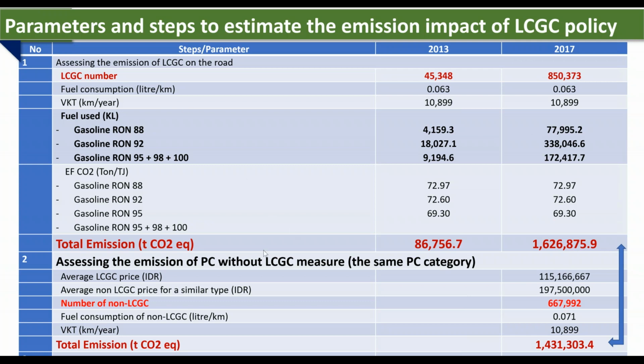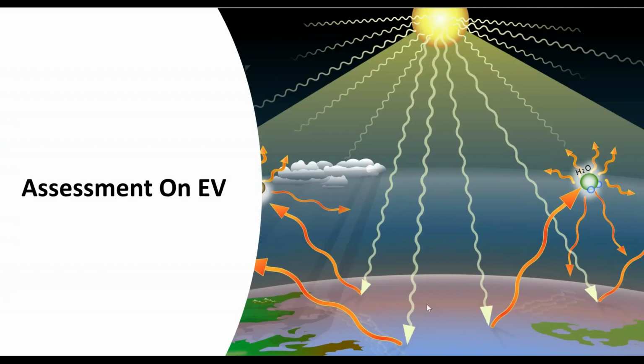So by the policy, we can have a look here at the total emissions. In 2013, 86 something thousand, and in 2017, it becomes 1,600,000 something. So if we compare to the baseline, we got a 13.66% increase in our GHG emissions. So by this LCGC, our policy even increases our GHG emissions.